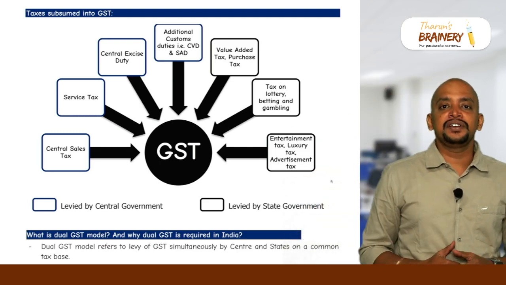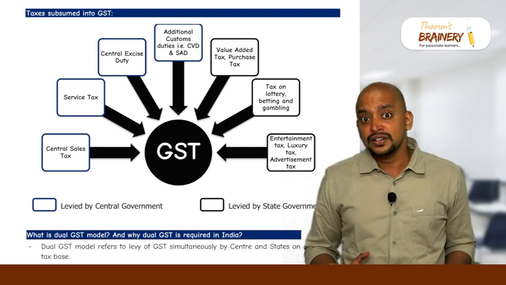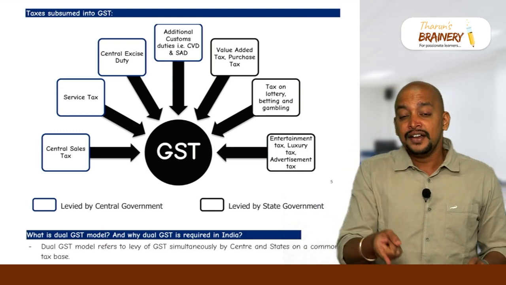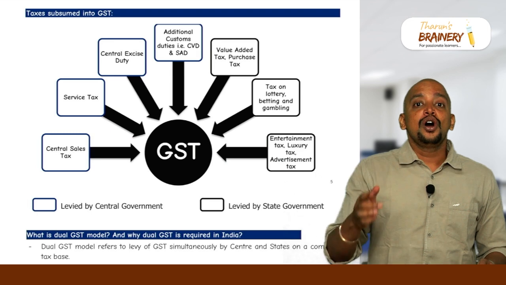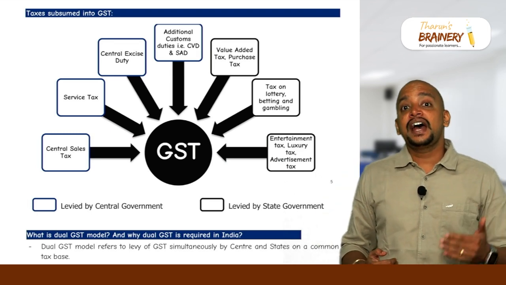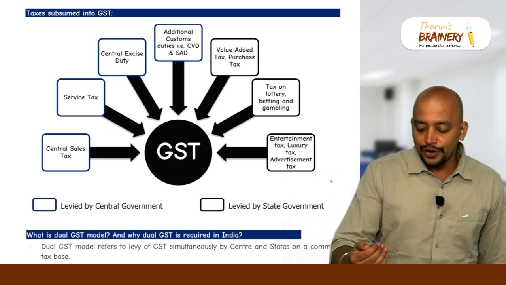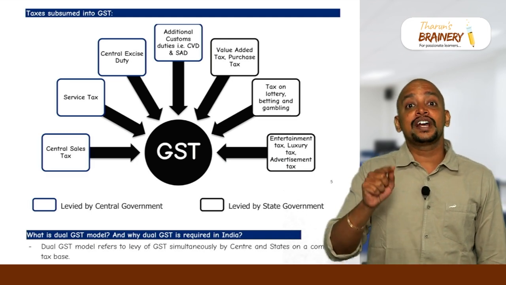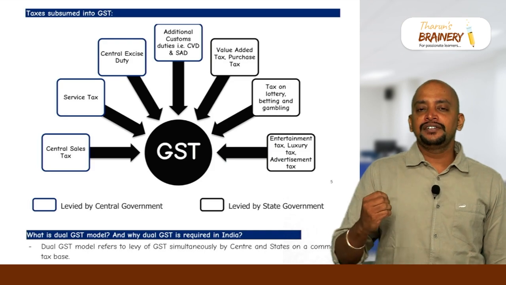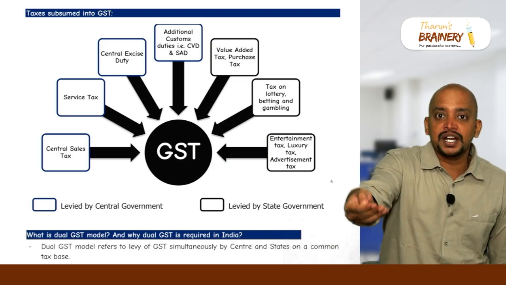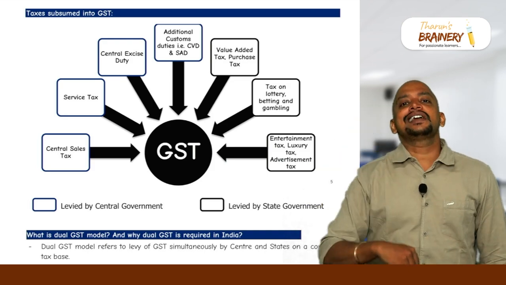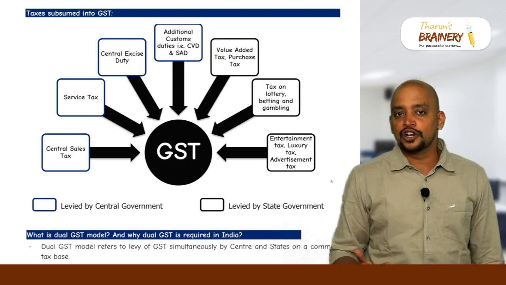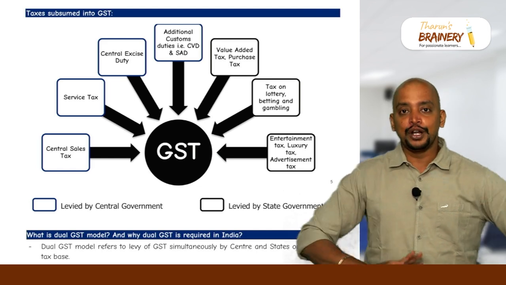When was this levied? So value added tax was levied on intrastate sale. On interstate sale, we had central sales tax. On intrastate sale, we had value added tax. So that value added tax got subsumed into GST. Purchase tax, also known as octroi. So whenever we are making purchases from another state to our state, some tax will be collected, that is called purchase tax, octroi. Even that also got subsumed into GST.